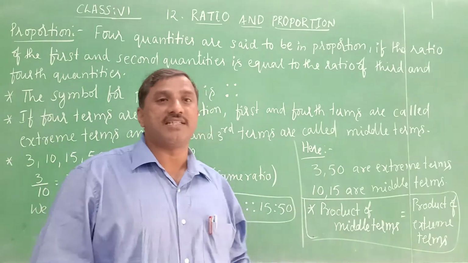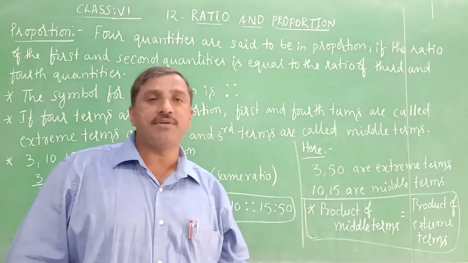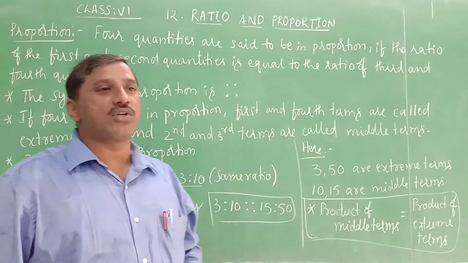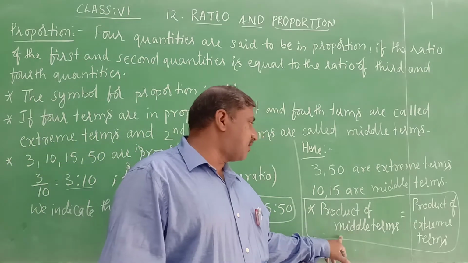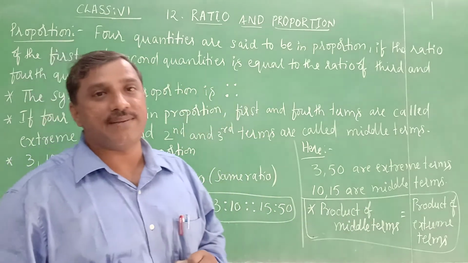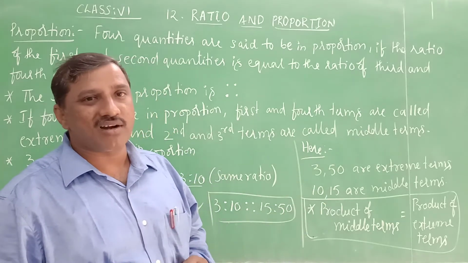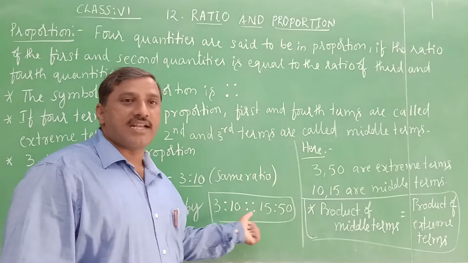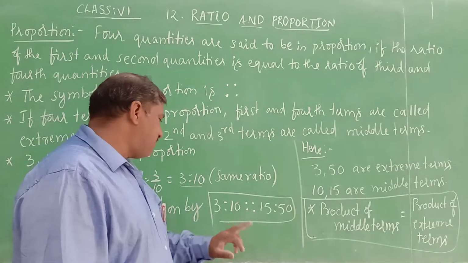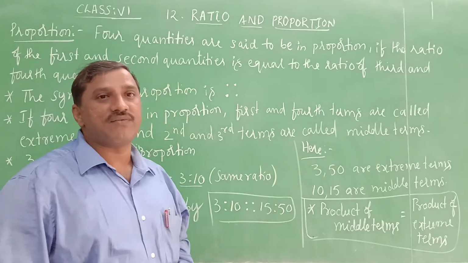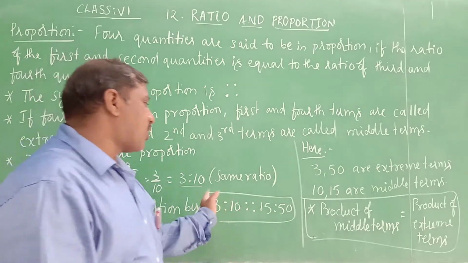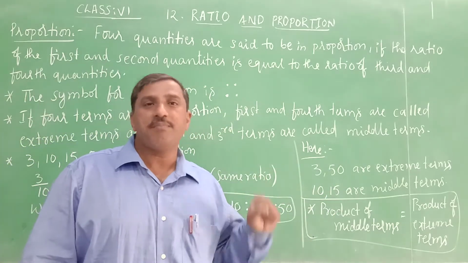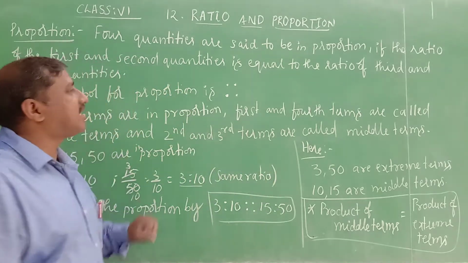Product of middle terms is equal to product of extreme terms. If four quantities are in proportion, then product of middle terms is equal to product of extremes. If you want, you check it. Product of middle terms 10 and 15: 10 into 15, 150. Extreme terms 3 into 50: 5 threes are 150. Their product should be equal. If their product is same, then we can say that the four terms are in proportion. So this is the concept related to the proportion.